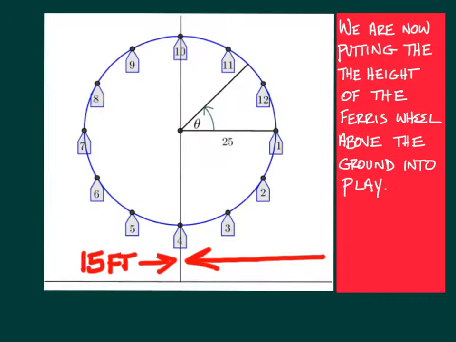Okay, so here's where it gets interesting. We are now putting the height of the Ferris wheel above the ground into play. So down here, this 15 feet is going to come into play. The bottom of this Ferris wheel is not just barely grazing the ground. It's barely grazing the platform that you stand on to get into that car there at the bottom. So we're going to have to add 15 feet to this. So let's see what happens when we add that 15 feet into it.